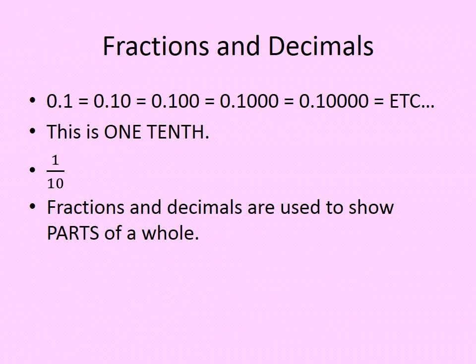So, fractions and decimals are used to show parts of a whole. That is what their purpose is. So, anytime you have 0 point something, that is something that's less than 1. Because 1 is one whole thing. Any decimal, 0 point anything, is less than 1 because it's just a piece of a whole thing. And as long as you have a fraction where the numerator is smaller than the denominator, it's the same way. That's also less than 1.